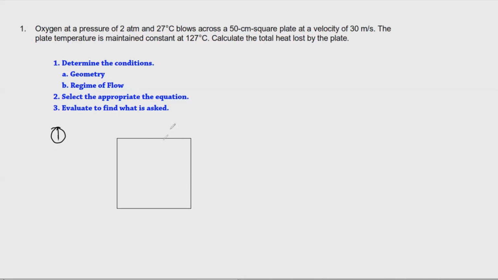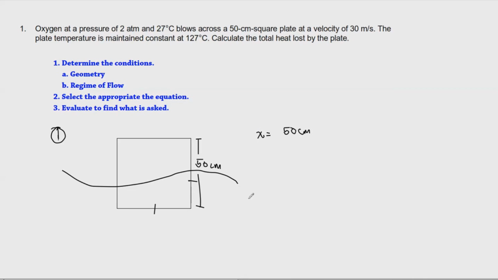So we're finding the geometry here. We have 50 centimeters on each side, so this is a square. And then the velocity is 30, so let's just have some dimension here. Let's say x, this is equal to 50 cm, and then it blows across the 50 cm.